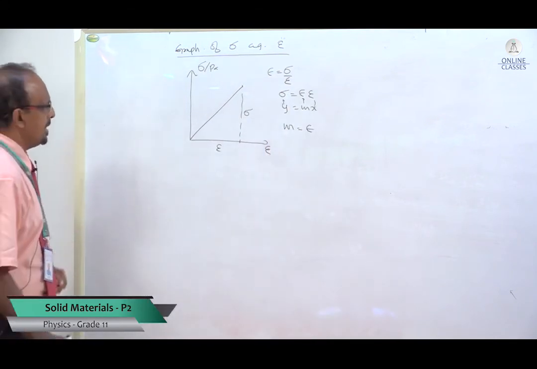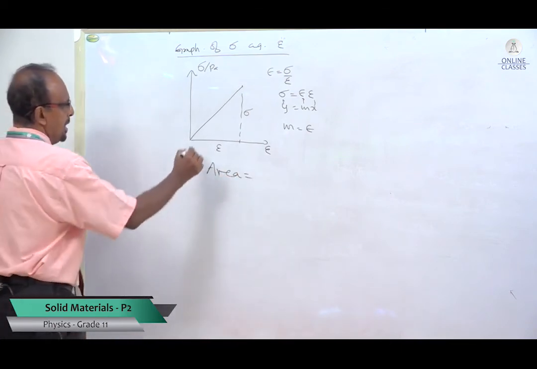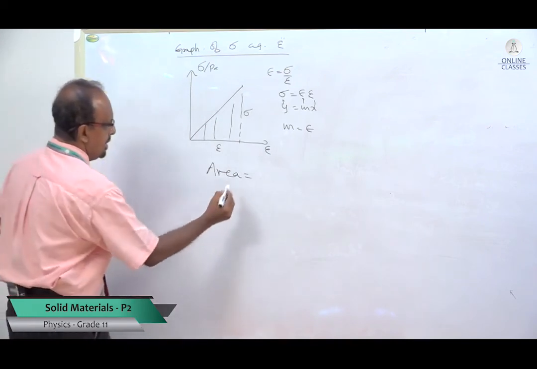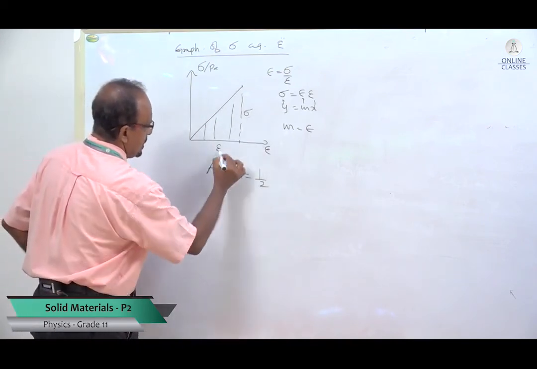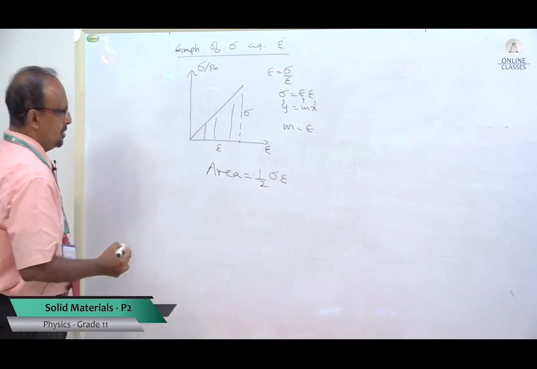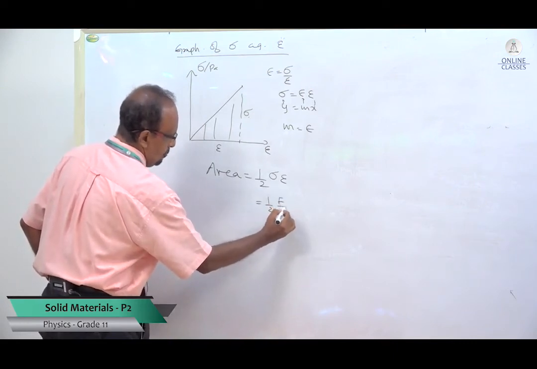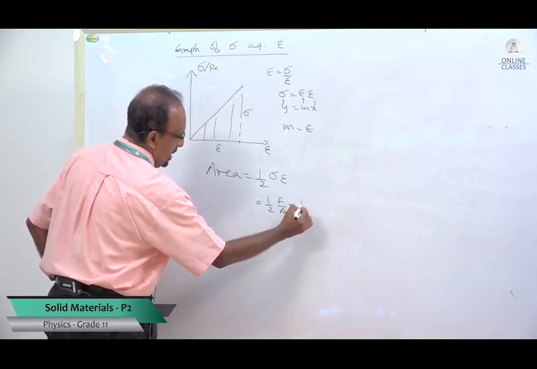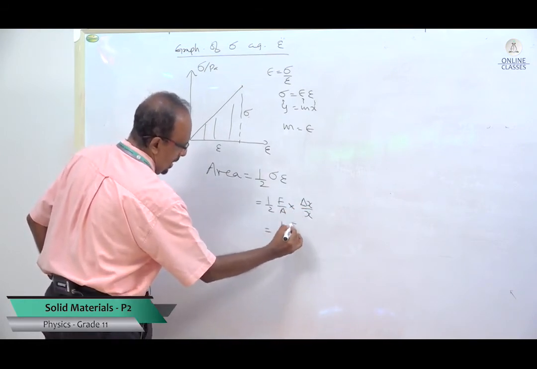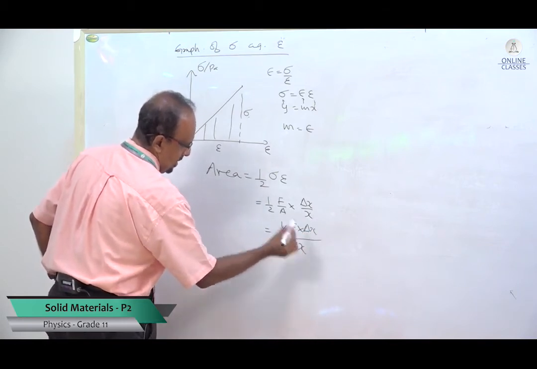Then what is the area under the graph? See this area. What is given by the area under this graph? The area under the graph will be half stress into strain. We can work it out this way. Stress will be F over A, strain will be delta x over x. So half F into delta x, divided by A into x.